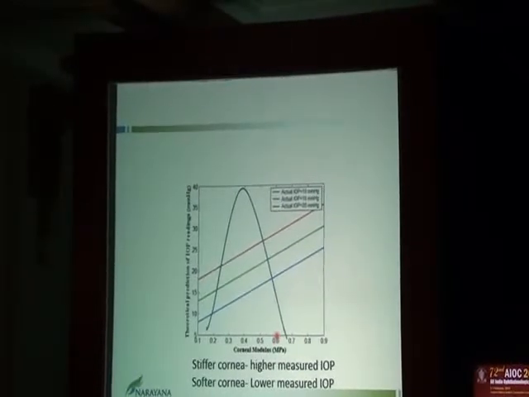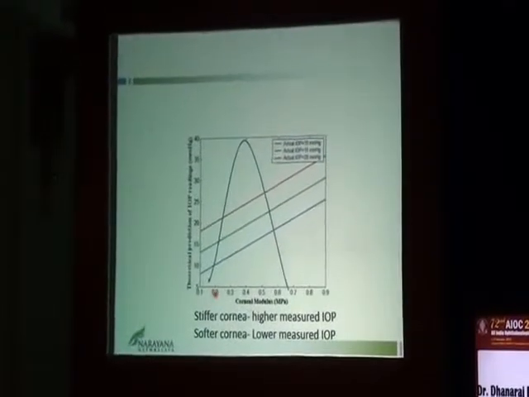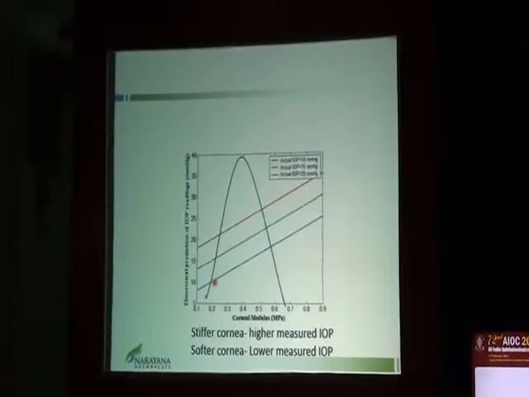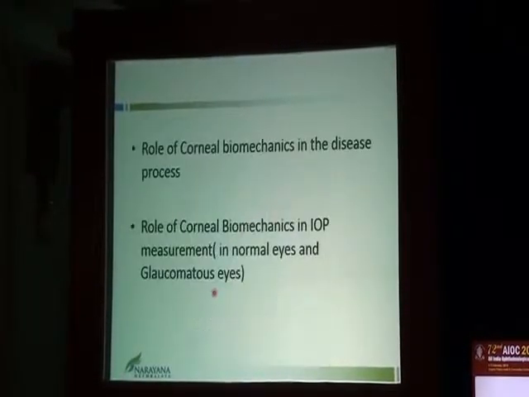Basically, the stiffer the cornea, the higher the measured intraocular pressure. The softer the cornea, the lower the measured intraocular pressure, regardless of the central corneal thickness.